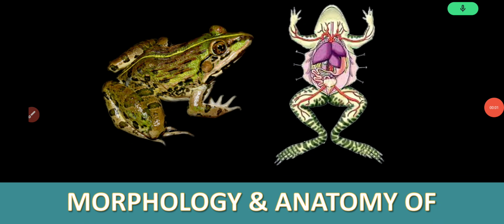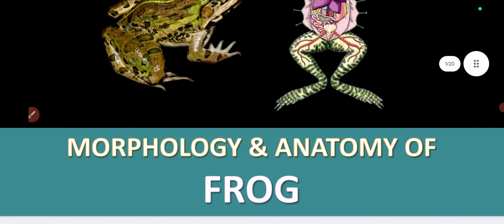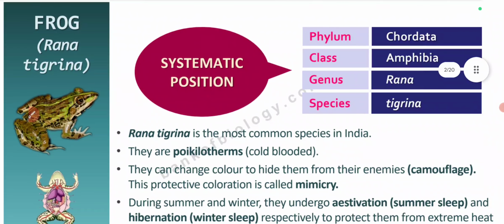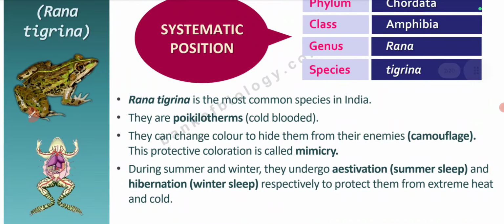Hello students, today I bring for you a new chapter of class 11th biology, that is structural organisation in animals. And in this chapter we are going to see only the topic of morphology and anatomy of frog. So let's start. Frog, zoological name Rana tigrina, phylum Chordata, class Amphibia, genus Rana and species tigrina. Rana tigrina is the most common species in India.